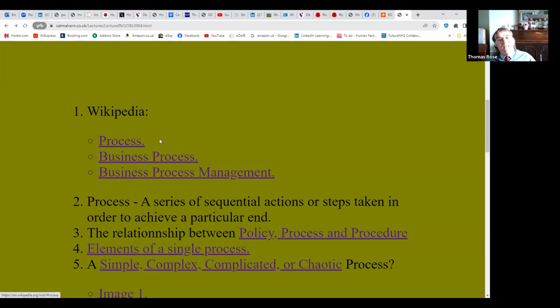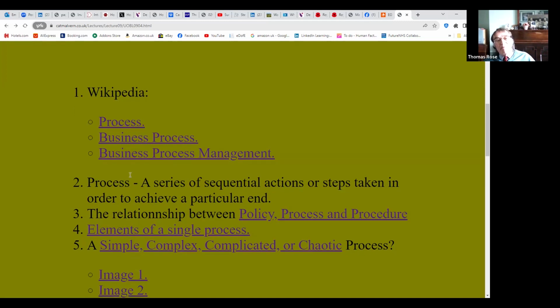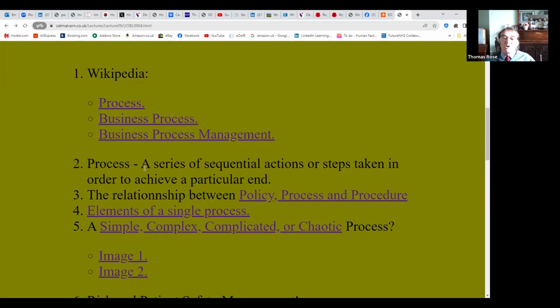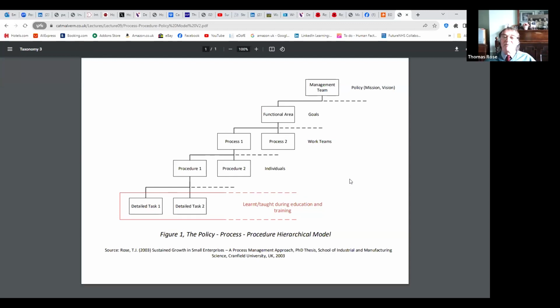In addition to that, well, I'm going to come on to that in a second. Yeah, I'm going ahead of myself. I'm going to talk about a process approach. But first of all, we want to look at the difference between process, policy and procedure. And I've got a little diagram here, which I did a long time ago in 2003, where it puts the three elements in perspective.